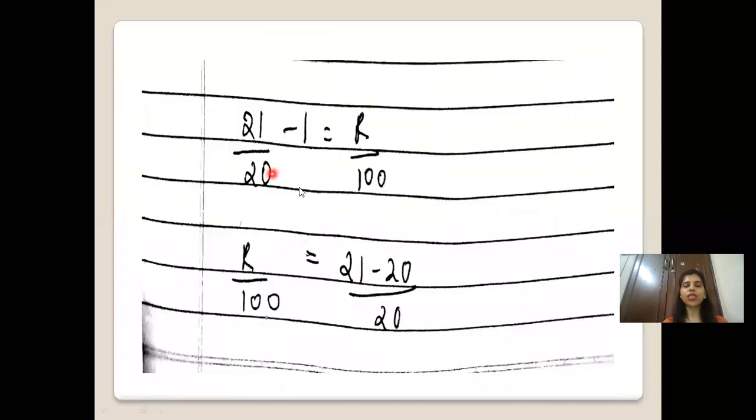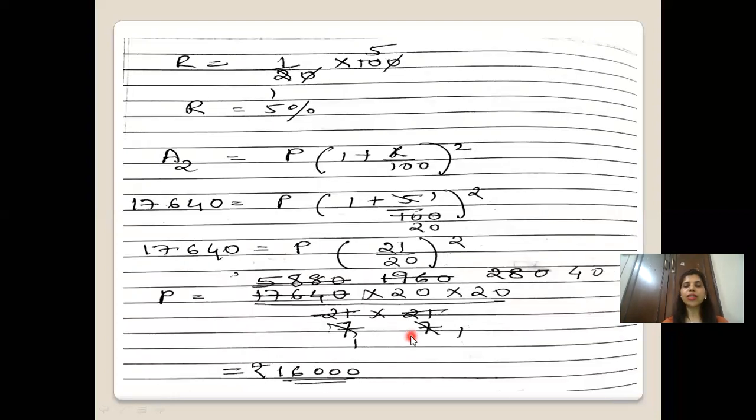So when you take it to the other side, 21 upon 20 minus 1 is equal to R upon 100. So when you equate the denominator, you multiply the numerator with 20 and the denominator with 20, and you get 21 minus 20 upon 20. So 21 minus 20 is nothing but 1 upon 20, and take 100 to this side. So you get into 100. So 0, 0 gets cancelled, 2 ones are 2, 5 twos are 10. So R you get as 5%.